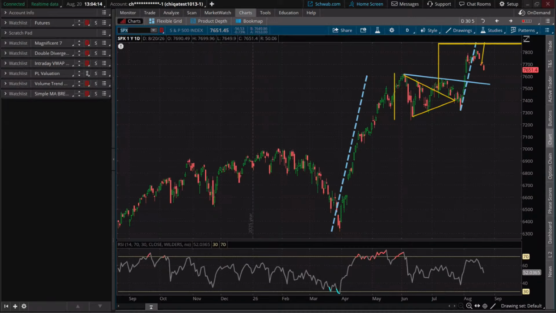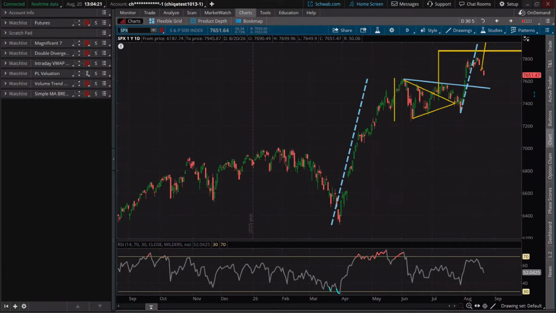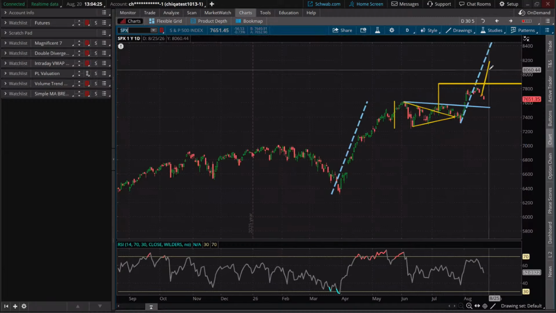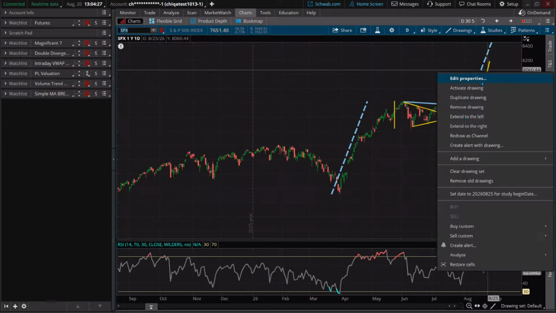Let's get going now, folks. I have to take a look at the S&P 500. It's down 56 right now. So we did see a bit of a pullback. You can see my projected move from a couple of days ago. Well, that didn't work.